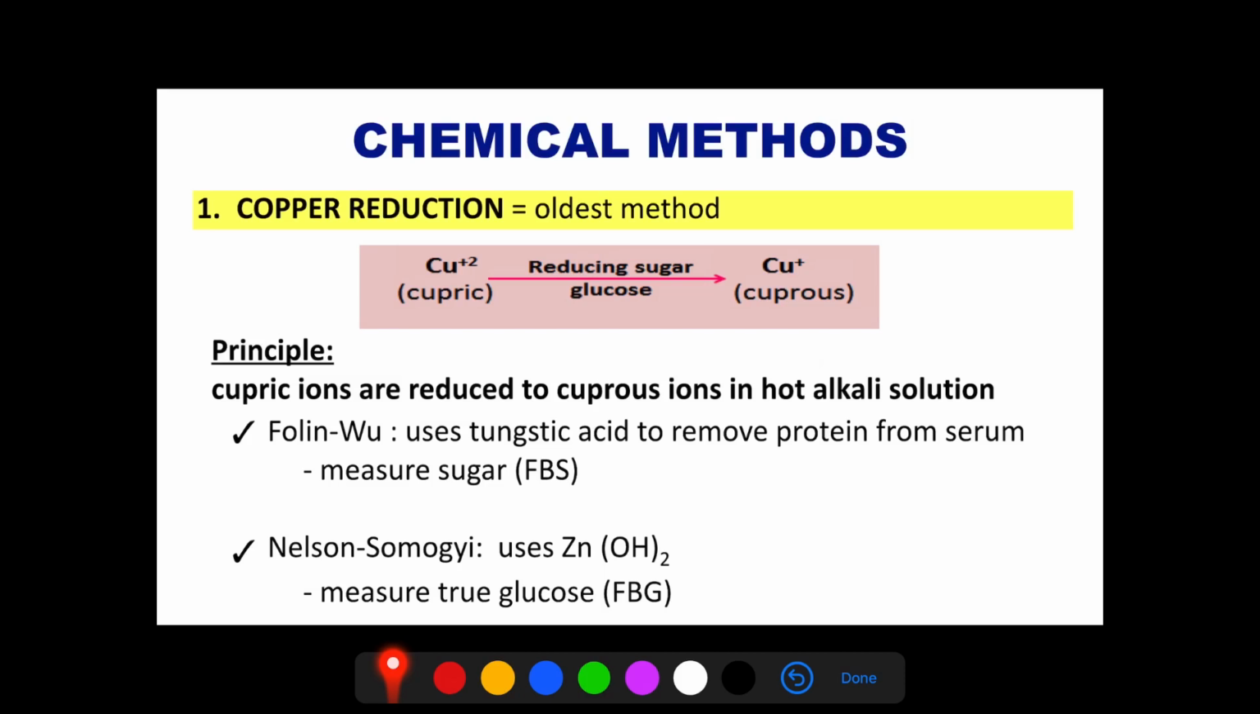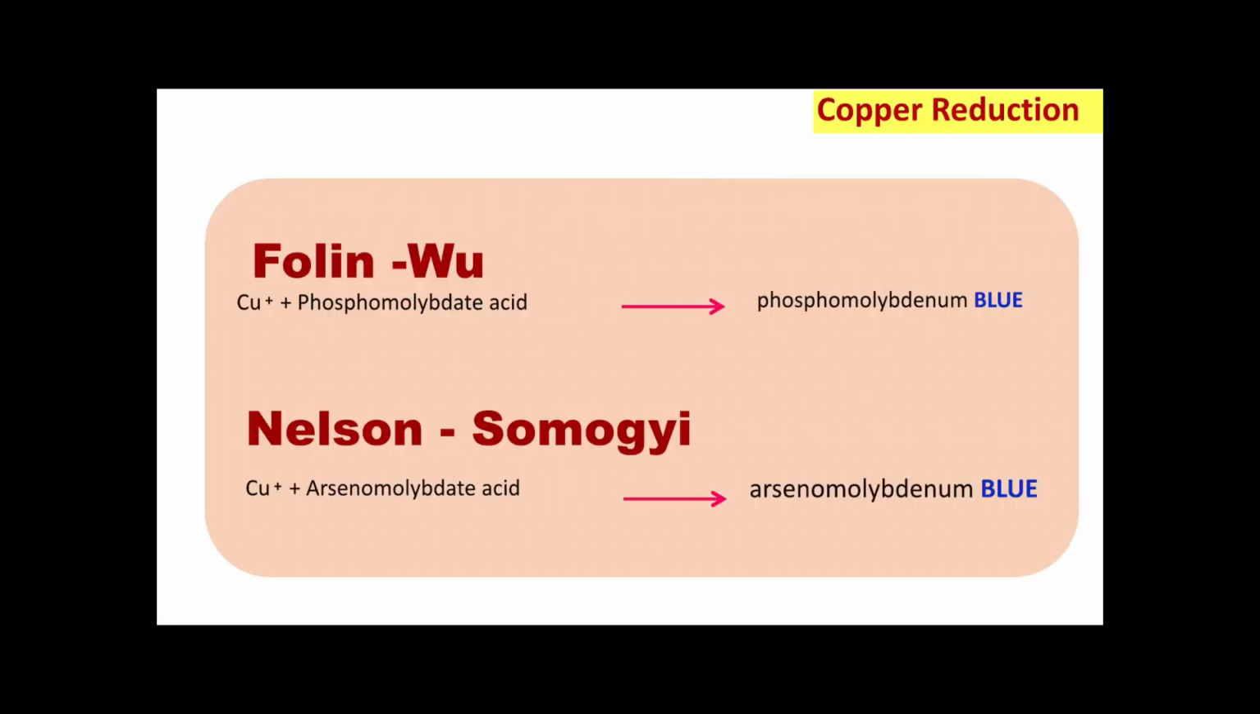We also have two different methods of copper reduction, the Folin-Wu and the Nelson-Somogyi. The Folin-Wu, take note, measures reducing sugars, but the Nelson-Somogyi specifically measures glucose. Another difference: the Folin-Wu uses tungstic acid to remove the protein from serum, producing a protein-free filtrate, whereas the Nelson-Somogyi uses zinc hydroxide to remove protein interferences. So this shows the differences between Folin-Wu and Nelson-Somogyi.